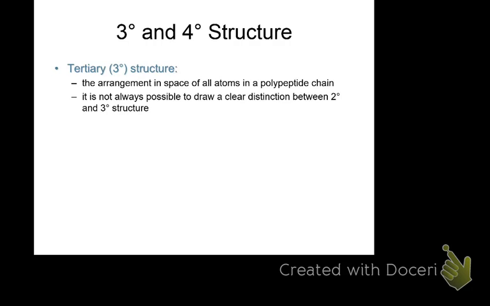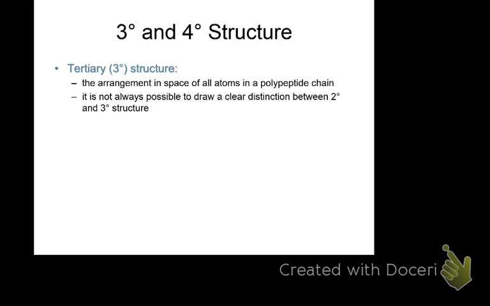So we have the primary structure, which was the amino acid sequence, just going from the N-terminus to the C-terminus, and it's always in that order. The secondary was a localized structure due to the hydrogen bonding of the backbone. The tertiary structure is the entire structure of all the atoms in three-dimensional space. So now the side groups are playing a part in the structure.